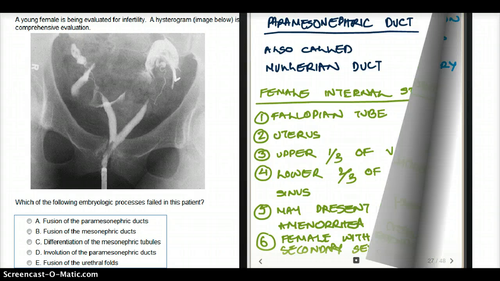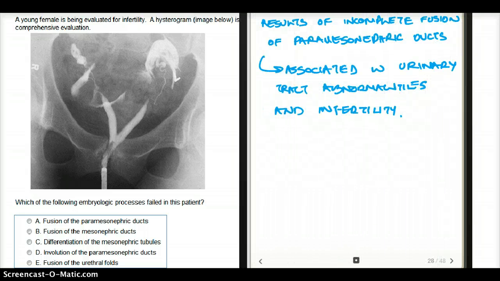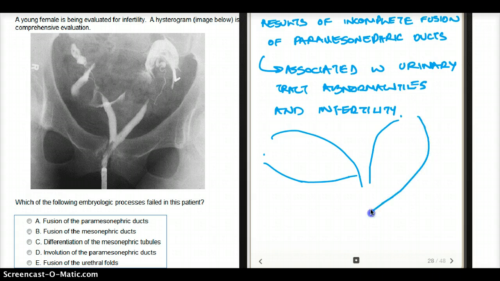Because if the fusion is partial, then we can have something called the bicornuate uterus, which kind of looks like that. I'm so bad with these diagrams, but you get the idea. We can have two horns of two uteruses kind of coming together. You can have a bicornuate uterus, and this happens as a result of incomplete fusion of the paramesonephric ducts. This is associated with urinary tract abnormalities and infertility. So again, this is on page 141 in First Aid 2012. If you want to read up on it, I think it's a great way to study the paramesonephric duct.